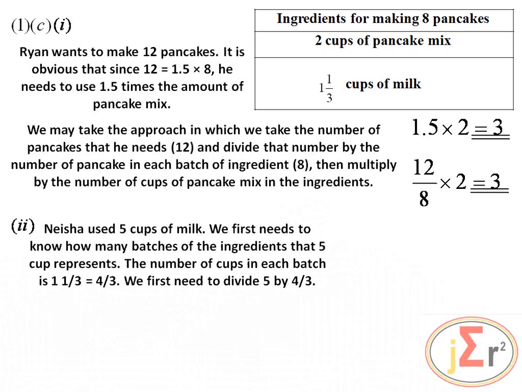Nisha used 5 cups of milk. We first need to know how many batches of the ingredients that 5 cups represents. The number of cups in each batch is 1 1/3. And 1 1/3 is equal to 4 over 3 if we convert that to an improper fraction. We first need to divide 5 by 4 over 3, which is basically a little bit more than a mouthful.